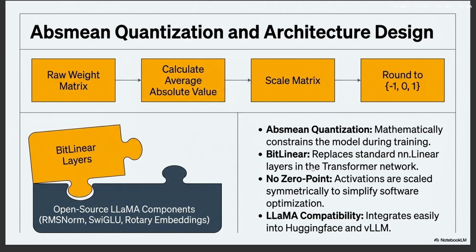The model also replaces normal linear layers with bilinear layers, but it still keeps many familiar llama-style components. For example, it uses RMS norm, SwiGLU, and rotary embeddings. This is important because it means BitNet b1.58 can fit more easily into the existing LLM ecosystem like Hugging Face or vLLM.